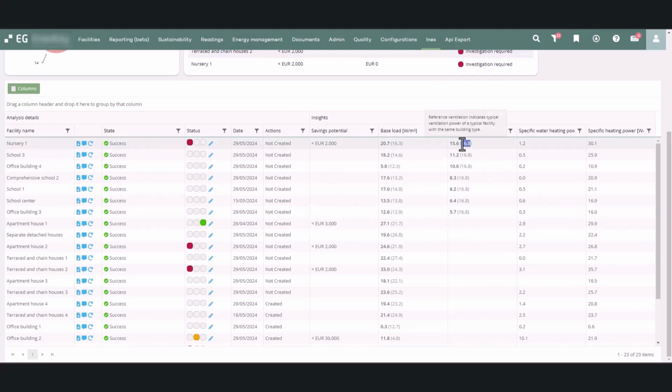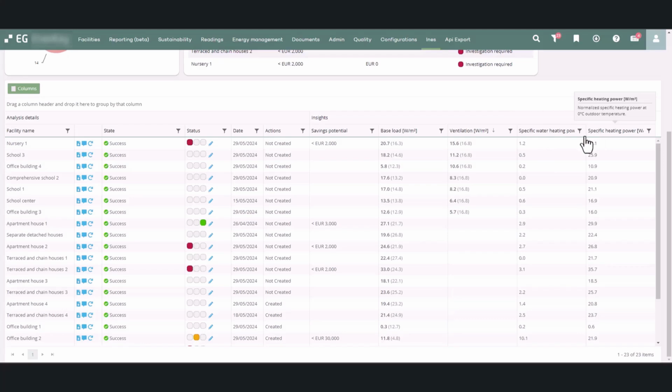The values in brackets show the reference values for base load and ventilation of the building type in question. Savings potential is calculated by comparing the results to these reference values. So if the results show higher values than the reference, there may be potential for savings. Specific water heating power column shows how much heating power per square meter on average is used to heat water. In the last column, you can see the total average heating power of the building at 0 degrees.